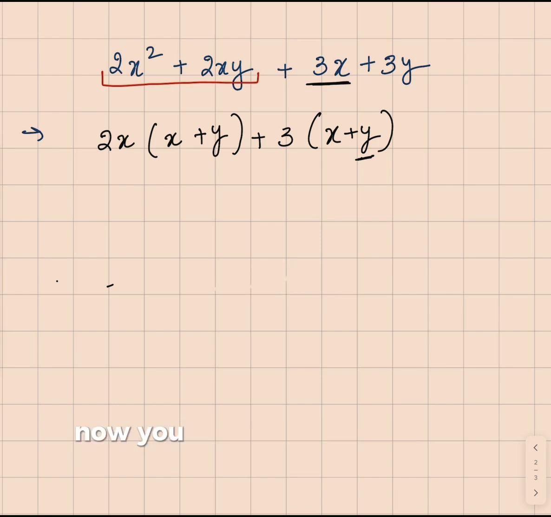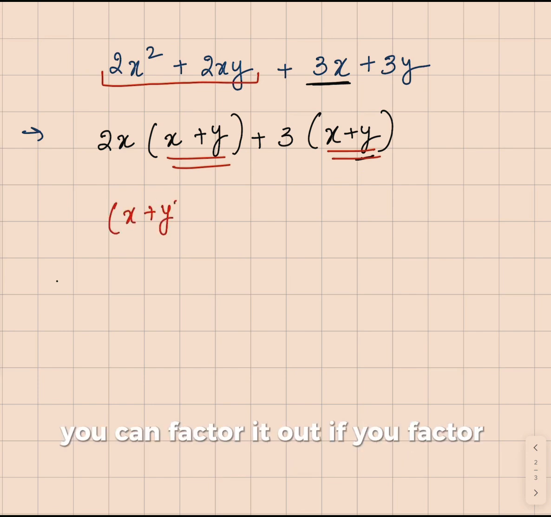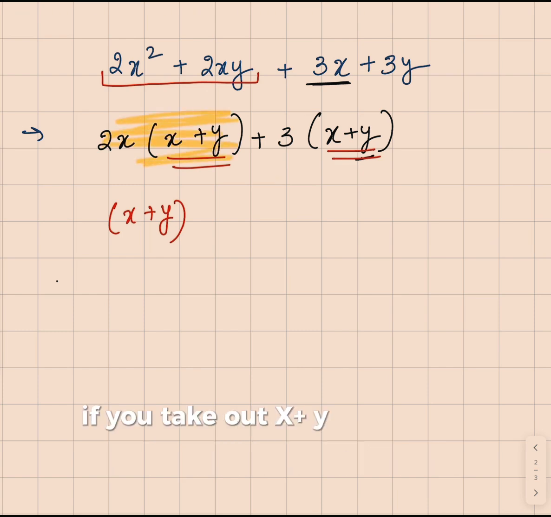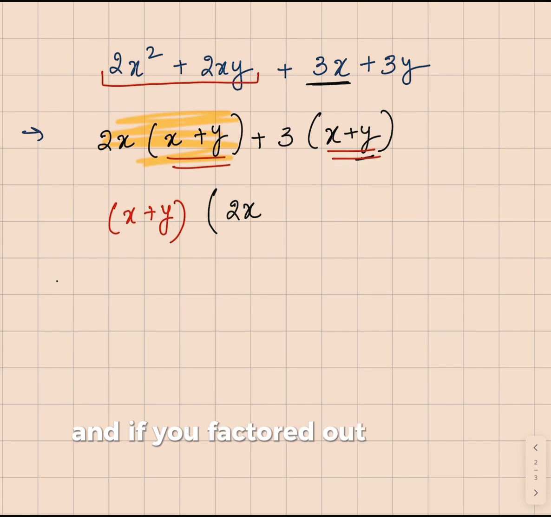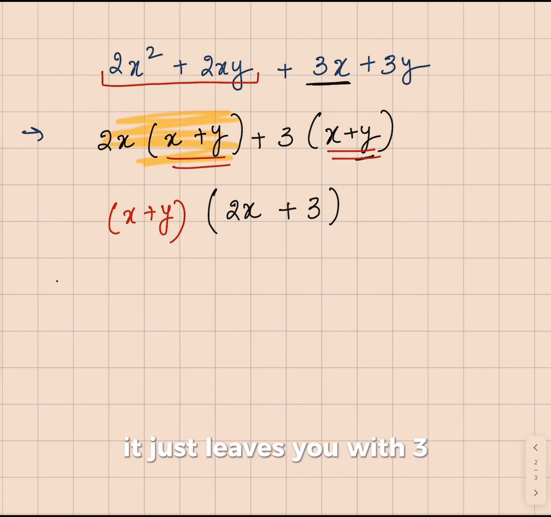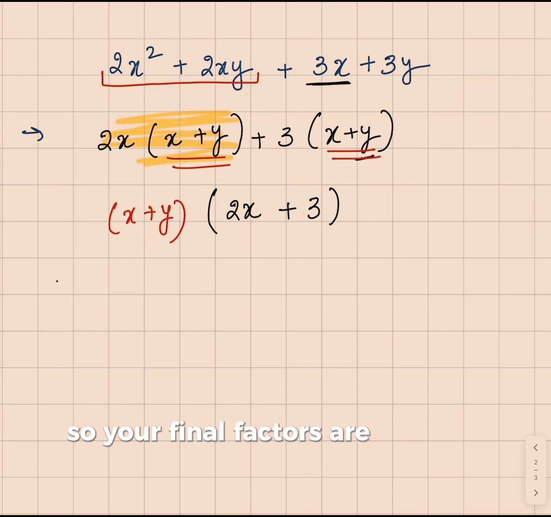Now you can go ahead and see that x plus y is your common factor. You can factor it out. If you factor out x plus y from your first term, it leaves you with just 2x. And if you factor out x plus y from the second term, it just leaves you with 3. So your final factors are x plus y and 2x plus 3.